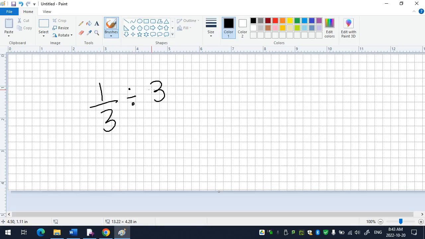1/3 divided by 3. Can someone tell me how to do this from like grade school? How do we divide fractions? Make the second one a fraction. So obviously this one will be 3 over what? 1. Okay, let's keep going.